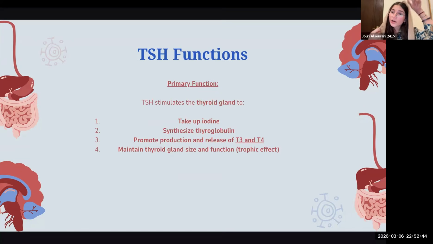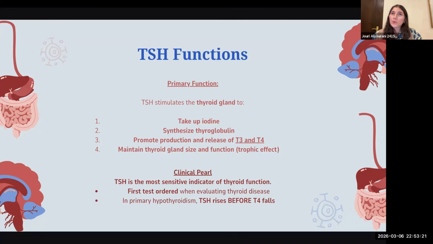The primary function is that we want the TSH to go and stimulate the thyroid gland, firstly, to take up iodine, okay? We want it to synthesize thyroglobulin, which is like a precursor and storage form of thyroid hormones. And I believe the most important thing is that we want to promote the production and release of the thyroid hormones, which are T3 and T4. And also, it has the effect of maintaining the gland size of the thyroid gland and its function as well.